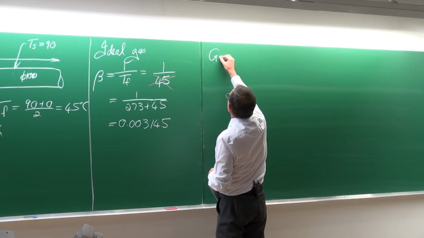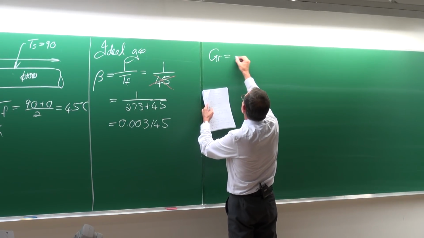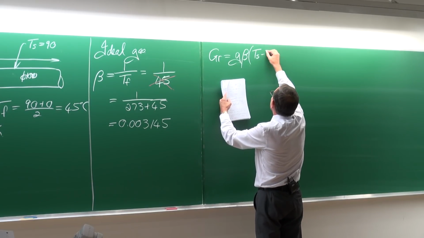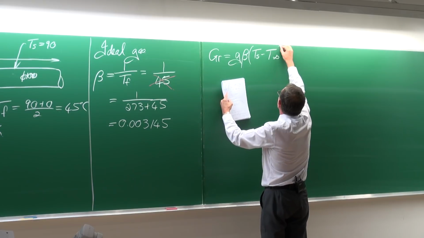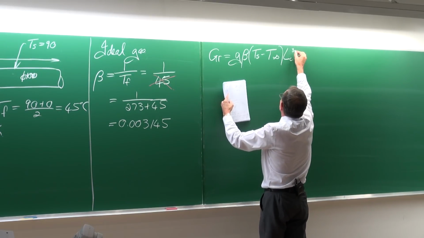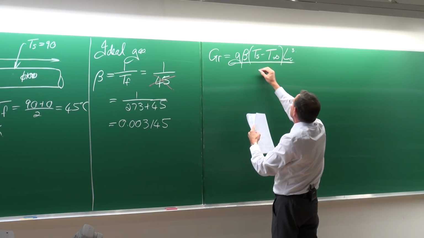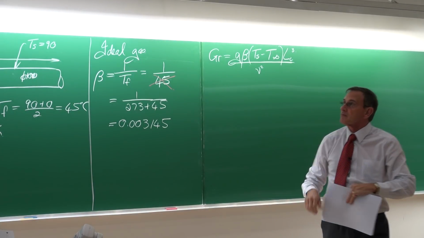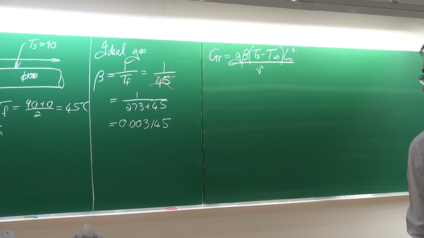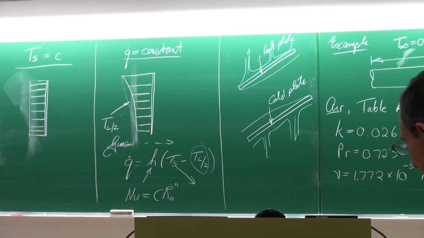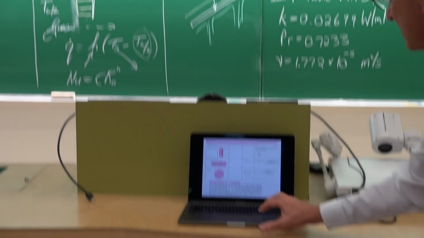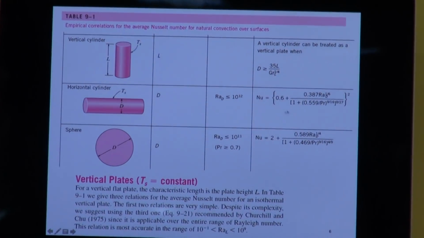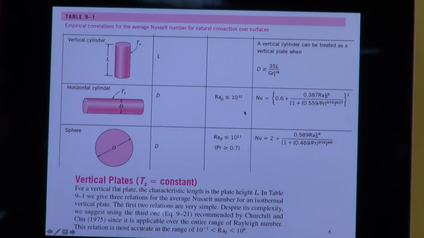Okay, we need to determine the Grashof number. The Grashof number is equal to g beta multiplied by Ts minus T infinity multiplied by the characteristic length to the third, divided by the kinematic viscosity squared. Okay, so there is a horizontal cylinder. So those are the relationships that we can use.